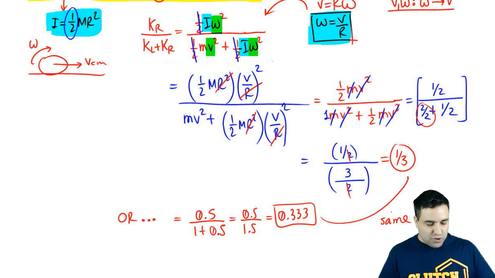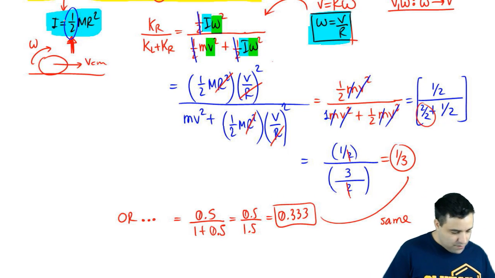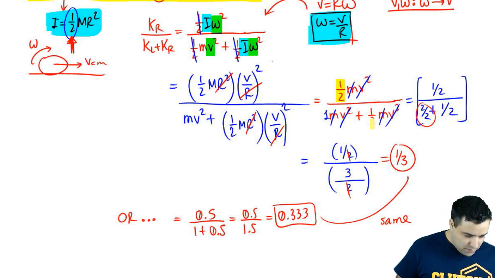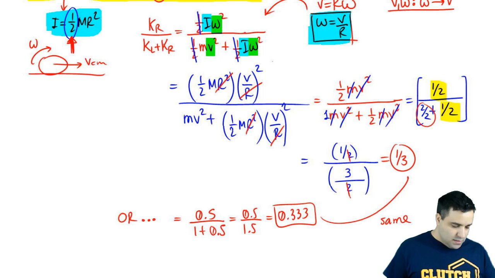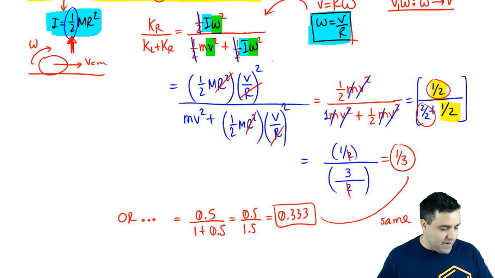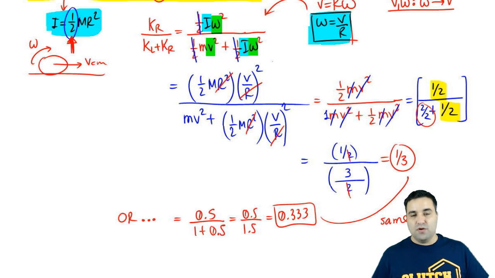And by the way, that ratio will change if you have a different I, because this half here ends up showing up here and here. So if you have a different shape, this will be a different fraction, and then your final answer will be different. So the ratios change depending on what kind of shape you have.